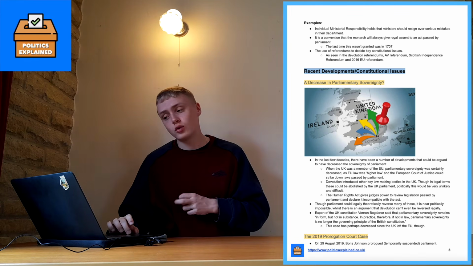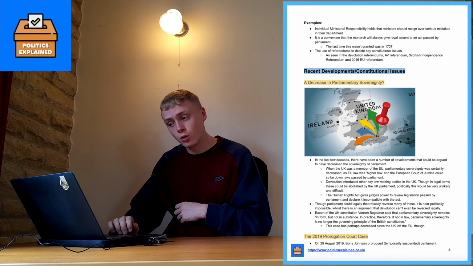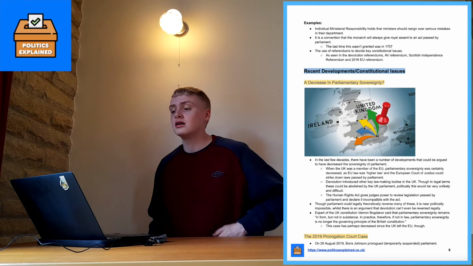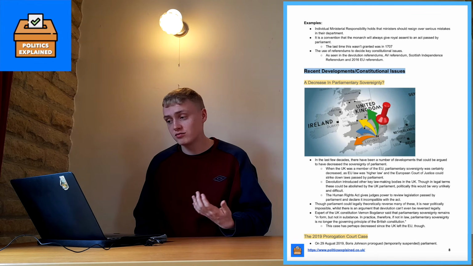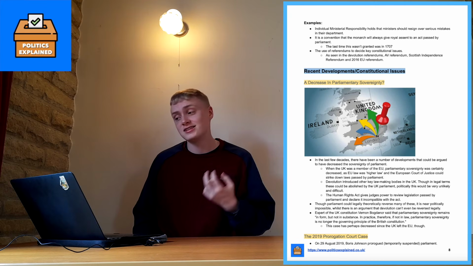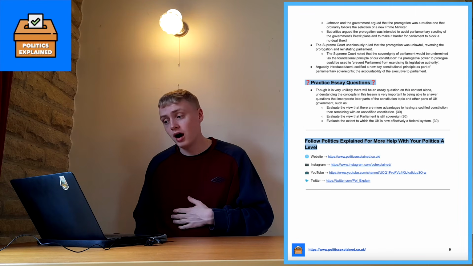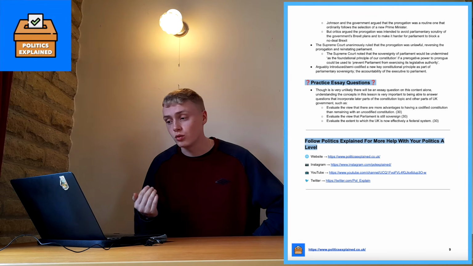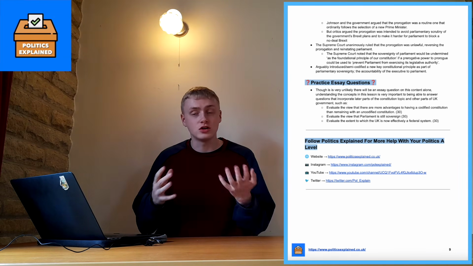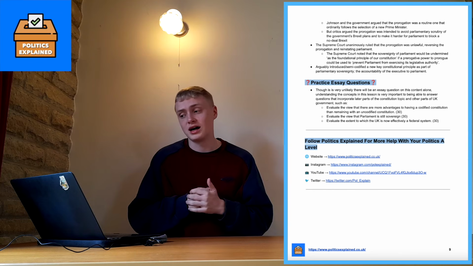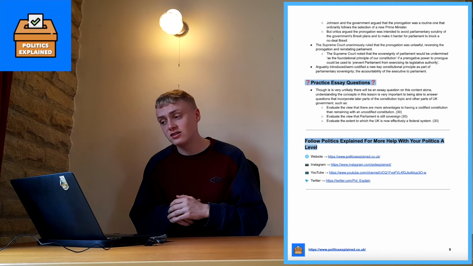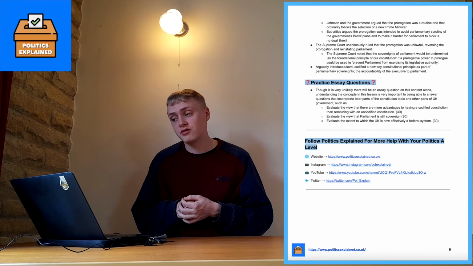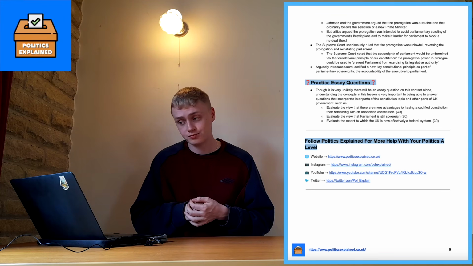The final thing I'm going to look at is the 2019 prorogation of Parliament court case. This is based around the fact that in 2019 Boris Johnson and his government prorogued, just temporarily suspended, Parliament. Johnson and the government argued this prorogation was a routine one that ordinarily follows the selection of a new Prime Minister. Critics, on the other hand, argued that the prorogation was intended to avoid parliamentary scrutiny of the government's Brexit plans and to make it harder for Parliament to block a no-deal Brexit.